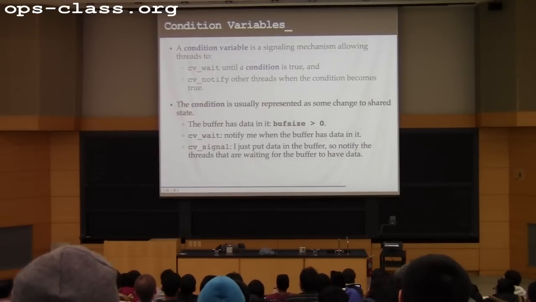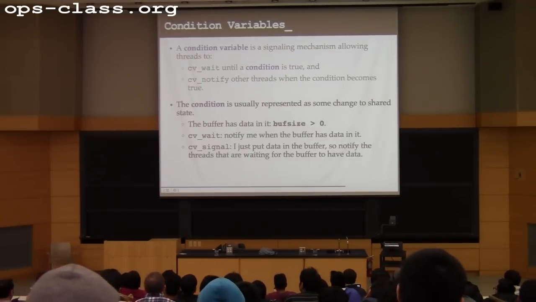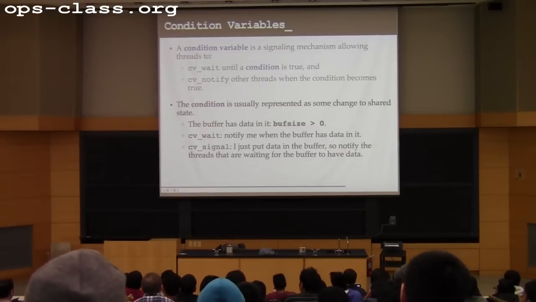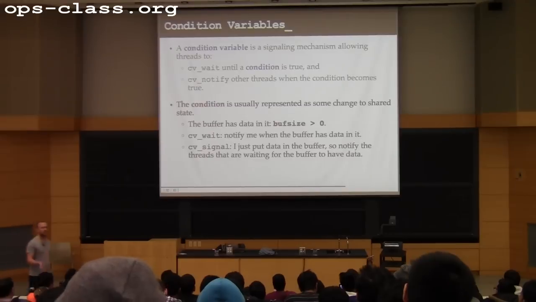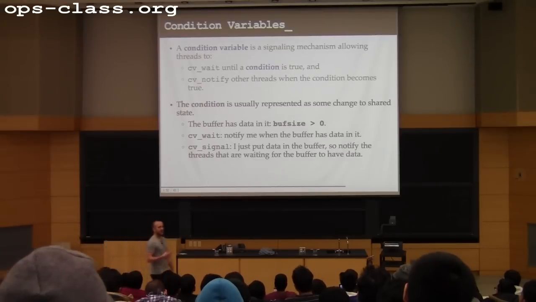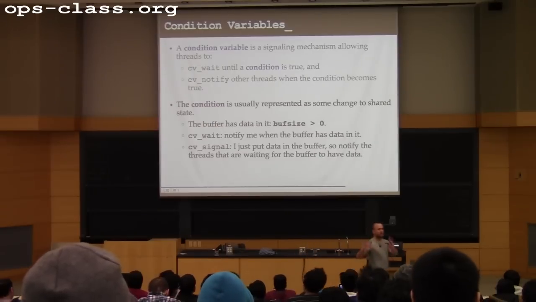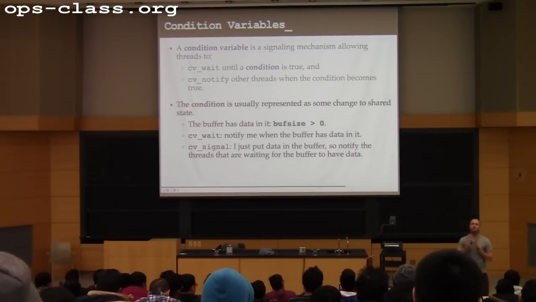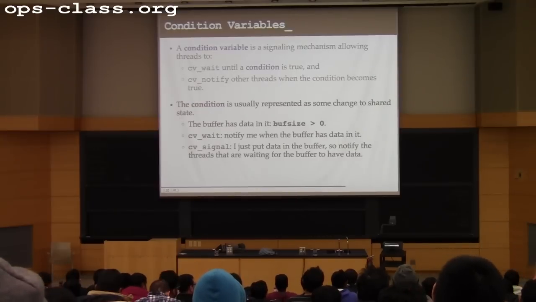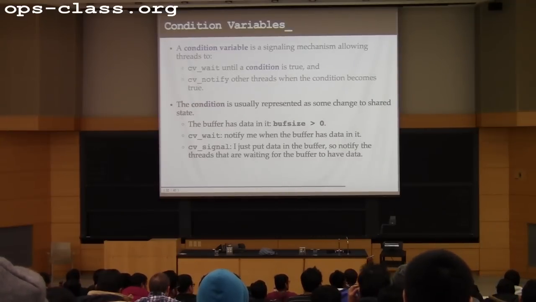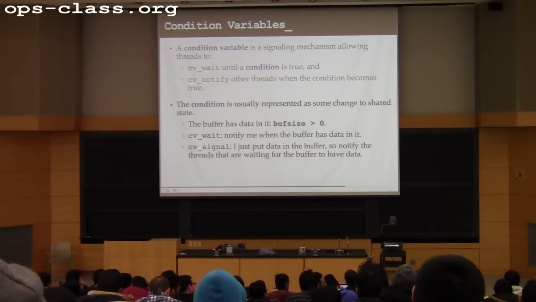Now, the condition is usually represented as some sort of change to shared state that's controlling how the threads execute. So in the producer-consumer buffer problem, the shared state is how many items are in the buffer. If the buffer is full, the producers have to stop producing. If the buffer is empty, the consumers have to wait before they continue to work. So the condition of the buffer affects how the threads behave, and what the threads do also affects the condition.